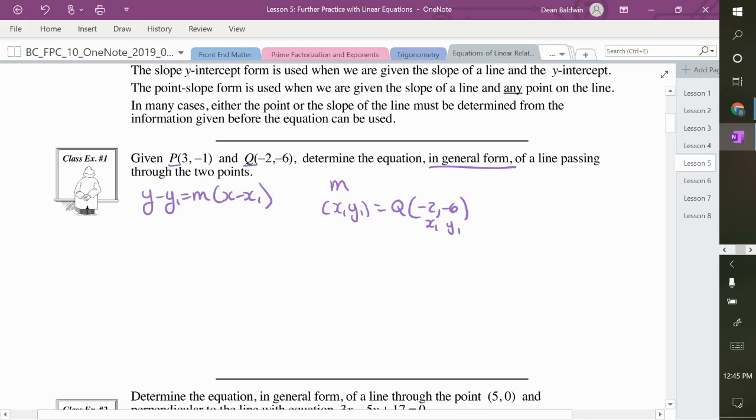Now, I have to figure out the slope. How do you figure out the slope if you know 2 points? Does anybody remember the equation? It is y2 minus y1 over x2 minus x1. So, what do you want to call set 1 and set 2? Does it matter? It does not matter. So I will call this set 1 and that set 2.